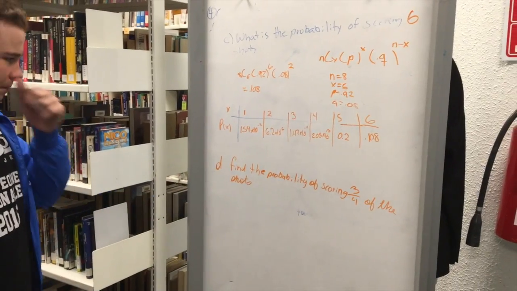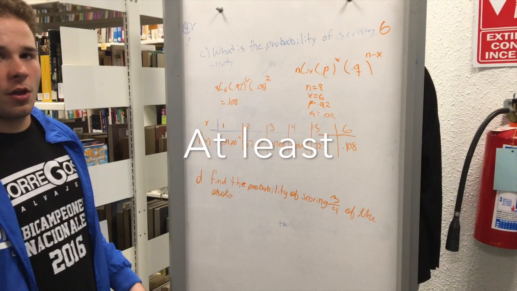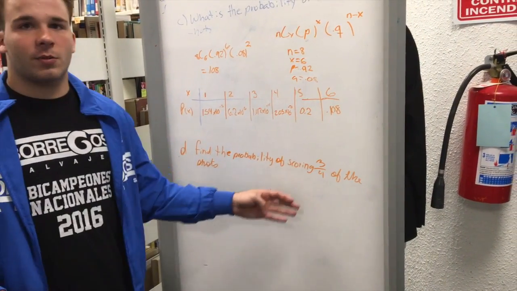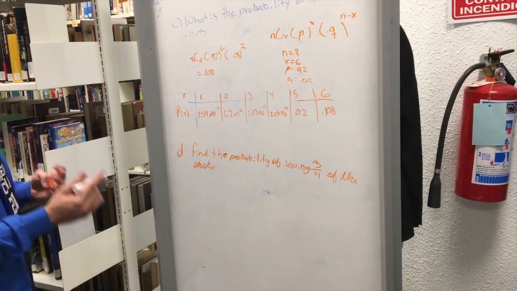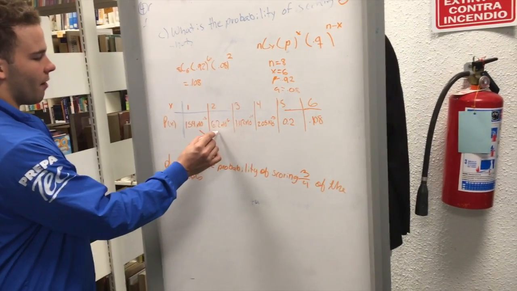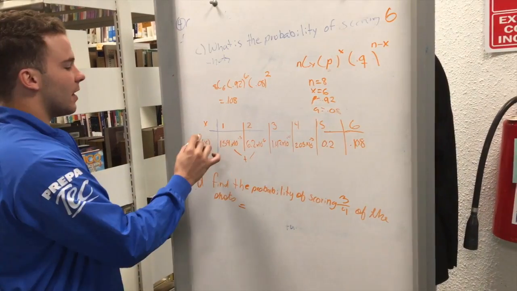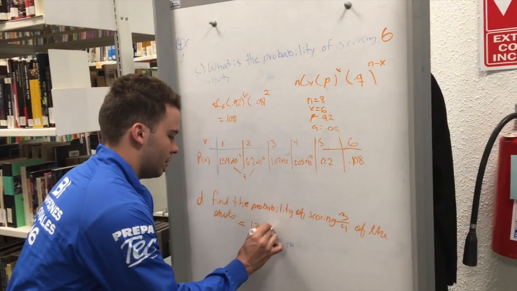In problem D, you have to find the probability of scoring 3/4 of the shots. 3/4 of the shots equals 6 shots. So the only thing we have to do is add all the probabilities of the 6 shots. And the sum of the probability of these numbers is 13.02.